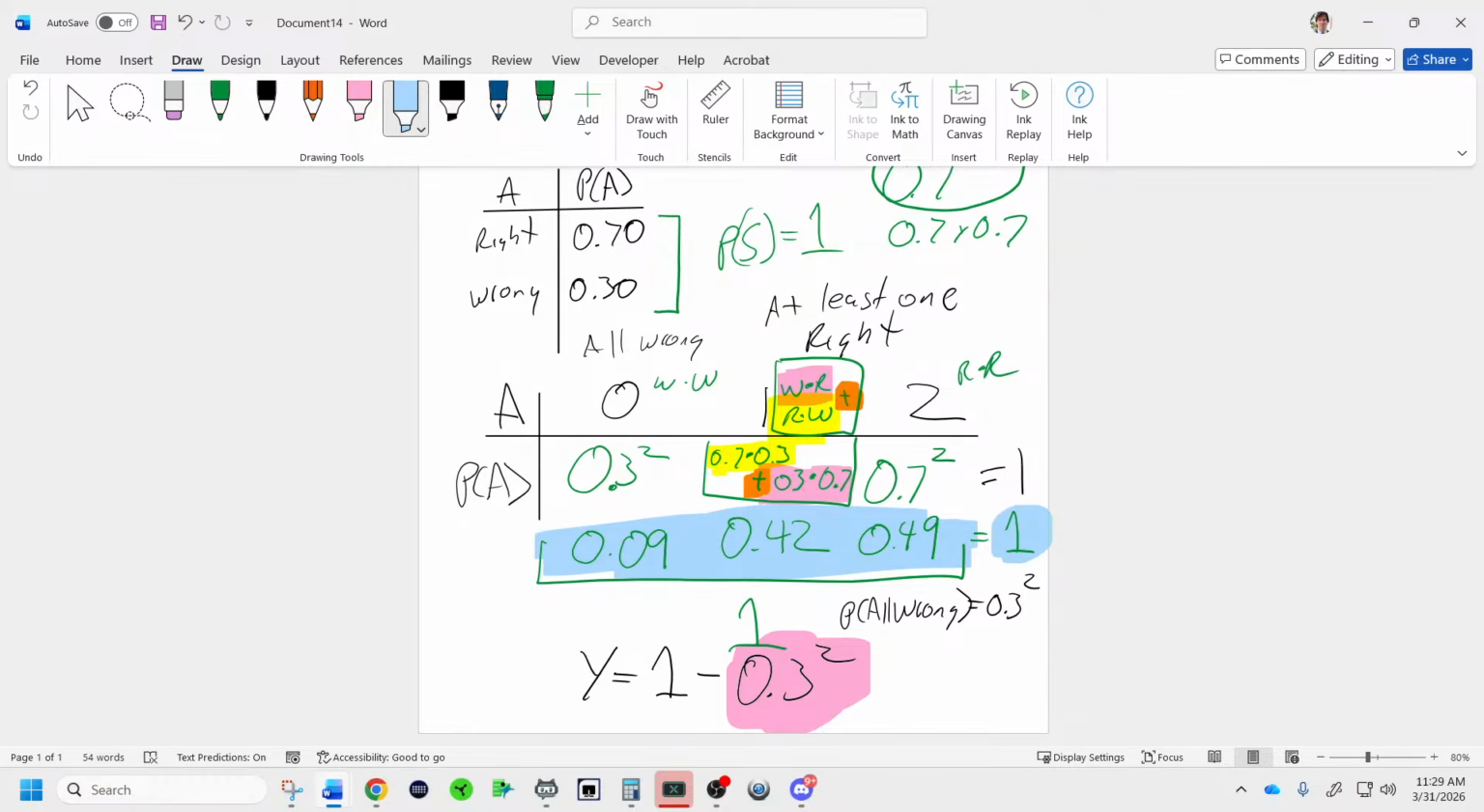1 is the probability of everything all together. 1 means if you add them all up, you get 1. Like if you add all these up right here, you get 1. If you add these up, you get 1. Like you'll either get 0 right, 1 right, or 2 right.